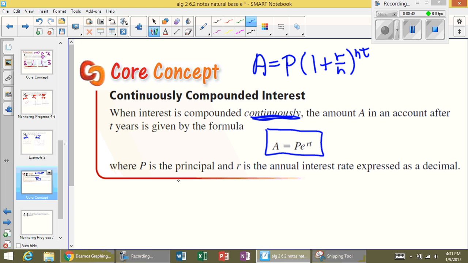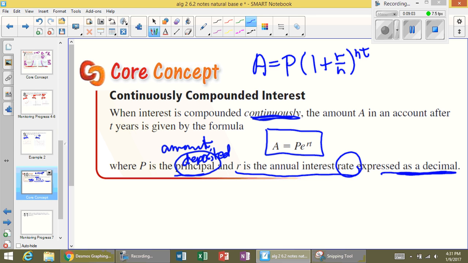The P is still going to stand for the principal, the amount deposited, or your initial amount. R is still going to be your interest rate, and remember it does need to be stated as a decimal. And t is going to be your time in years. So a lot of Algebra 2 students call this the PERT formula because it spells out the word PERT.